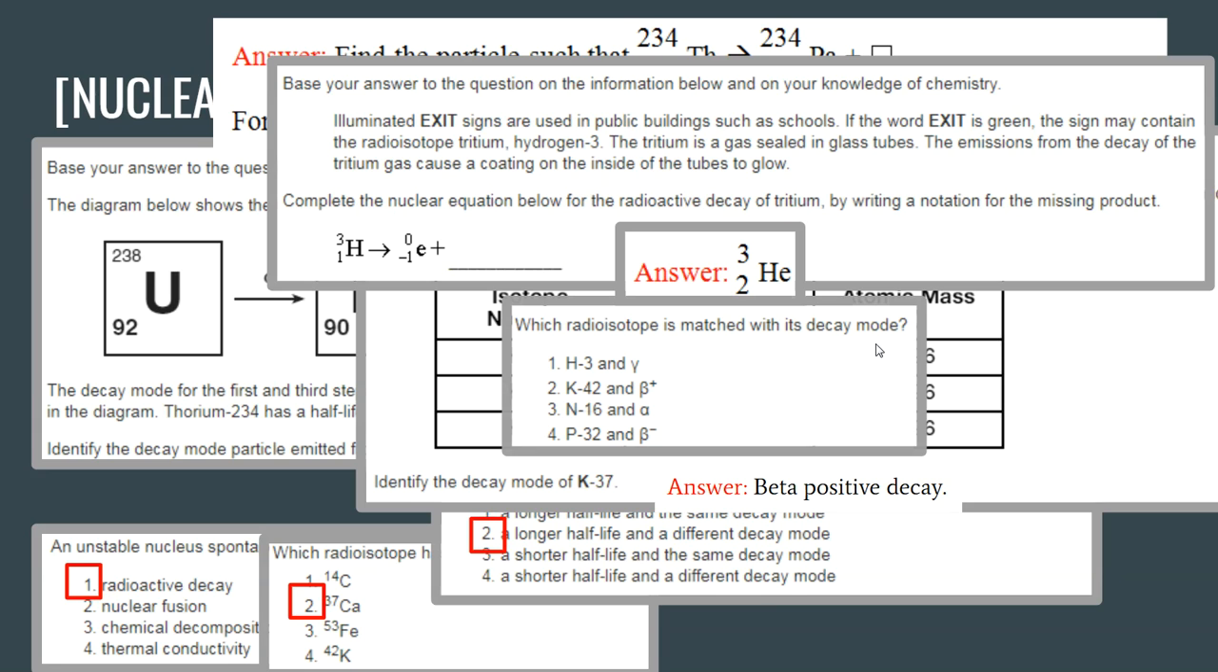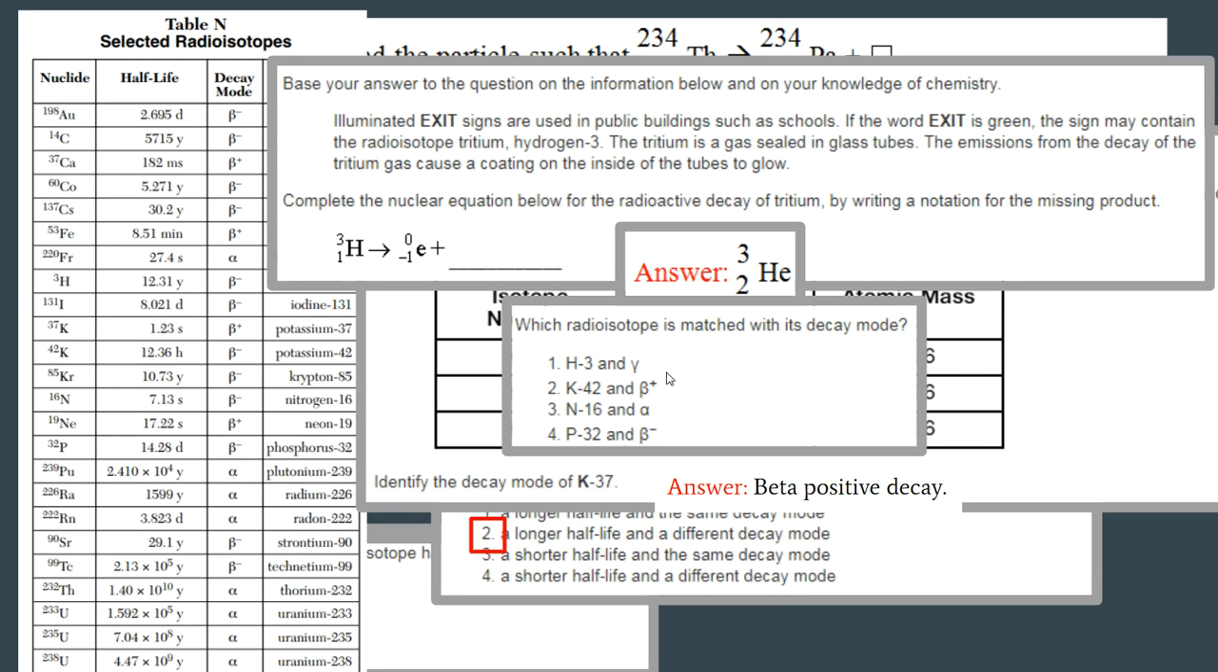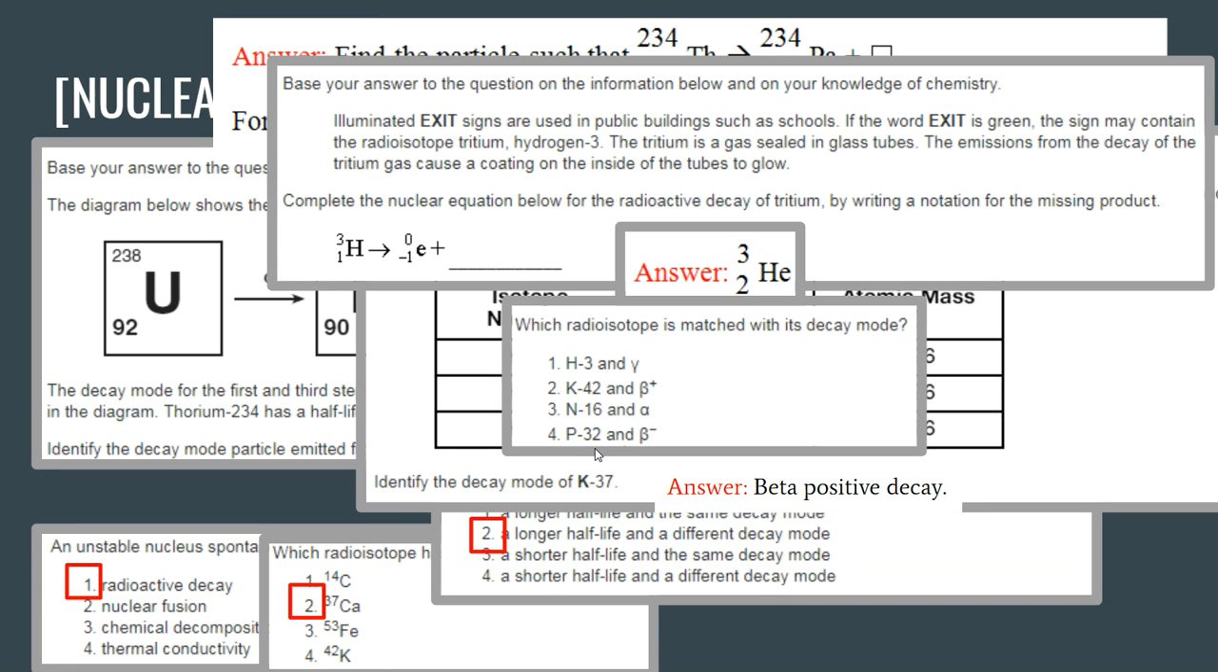Which radioisotope is matched with its decay mode? Once again, you need to utilize Table N and match each nuclide with the corresponding decay mode and figure out which one of these is correct. The only nuclide correctly matched with its decay mode is potassium-32 and beta minus. Therefore, the answer is 4.